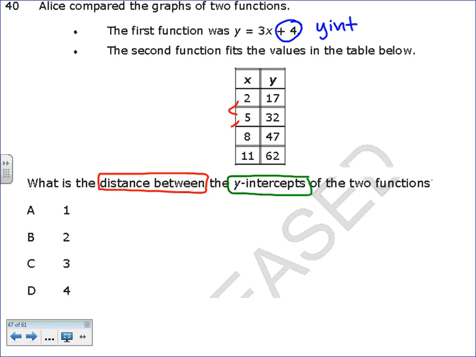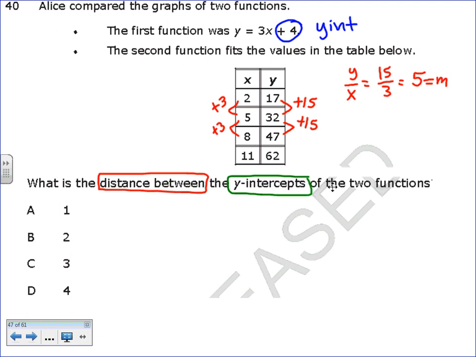Well, they gave me a table, so I'm going to start by finding the difference. This is plus 3, plus 3. This side is plus 15, plus 15. Well, I know that my slope is changing y over changing x. That's 15 over 3, which is 5. So I know that this is my m, or my slope.